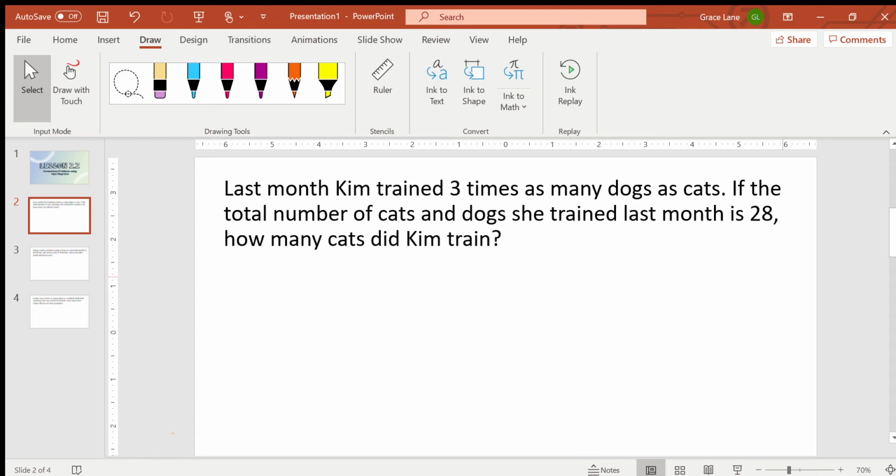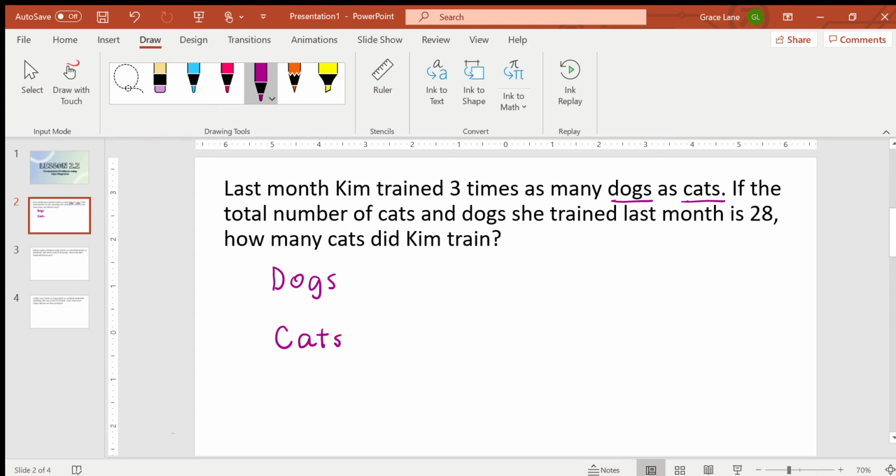So the first one says, last month, Kim trained 3 times as many dogs as cats. If the total number of cats and dogs she trained last month is 28, how many cats did Kim train? And so because this is a comparison problem right away, I notice that I am going to be comparing dogs and cats. And so in my model, I'm going to label one space as dogs, one space as cats.